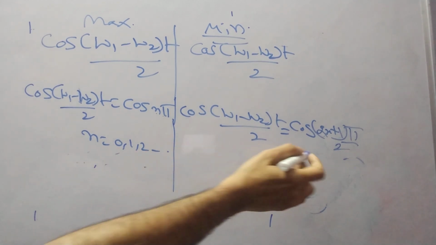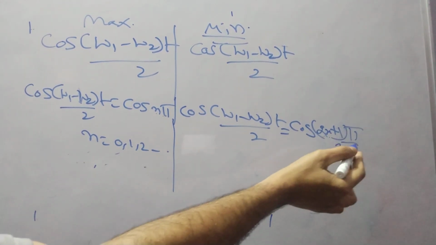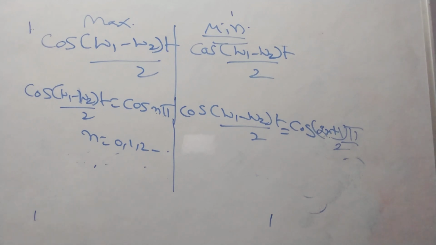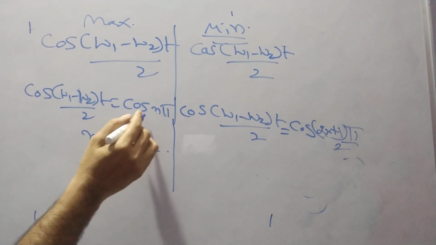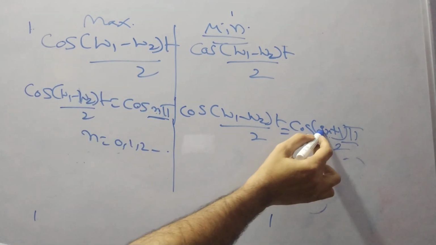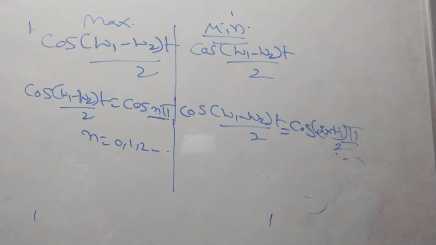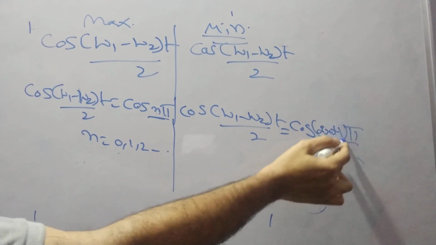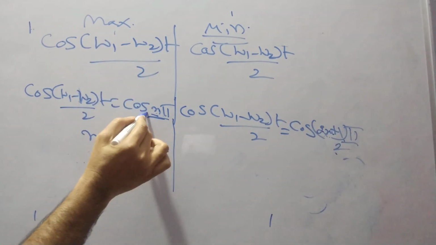So if you put n equal to 0, pi by 2, cos 90 is 0. That is the minimum value you are getting. So by putting n value, you can see this. N equal to 0, cos 0 is 1, maximum value. N equal to 0, cos 90 is 0, minimum value. So for minimum, the general condition is 2n plus 1 pi by 2. For maximum, the condition is n pi.